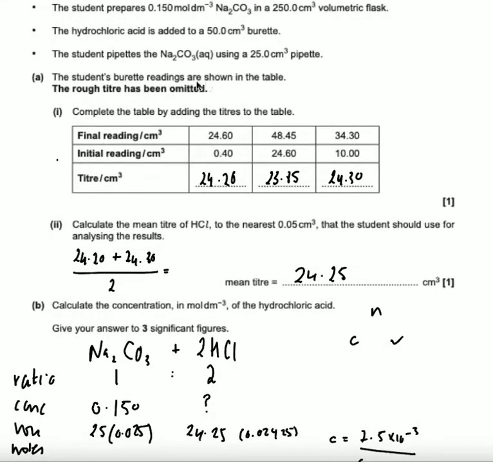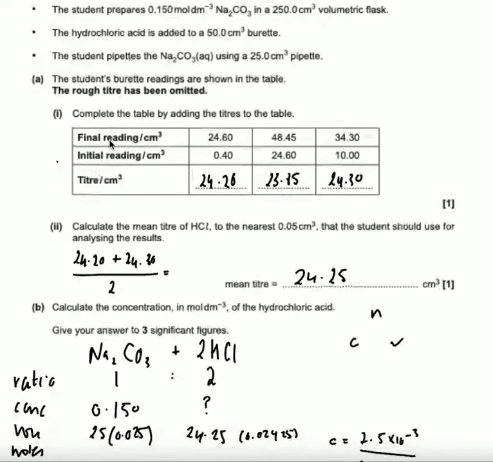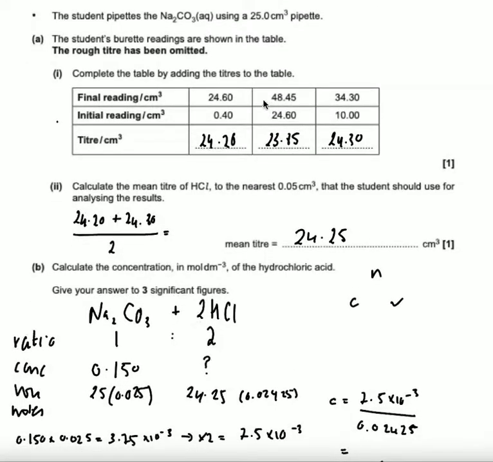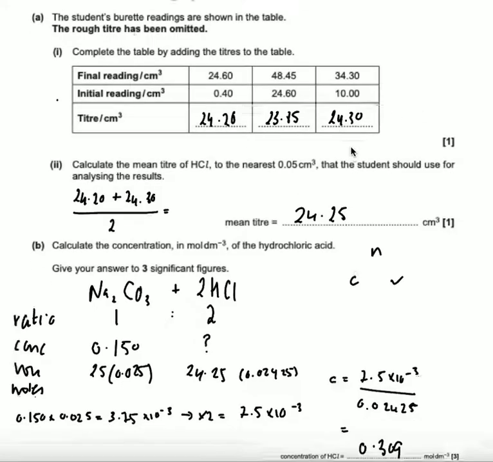The student's burette readings are shown in the table below. The rough titre has been omitted. Complete the table by adding the titres to the table. Okay. So of course this is just subtracting the initial reading from the final reading, and so when we do that, this is what we get. We get 24.2, 23.85, and 24.3.